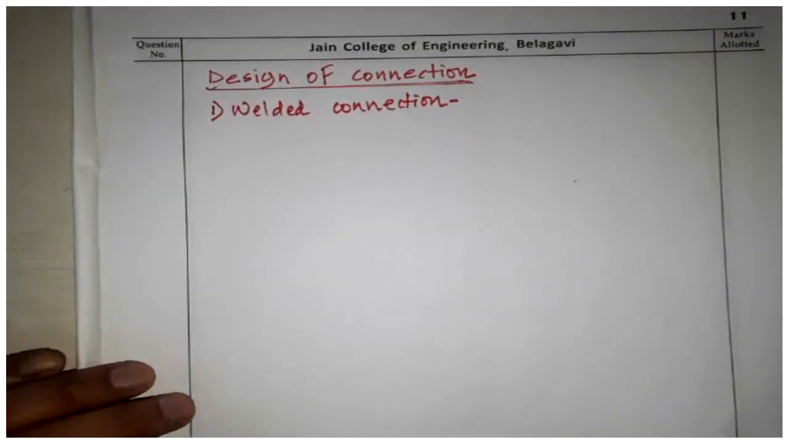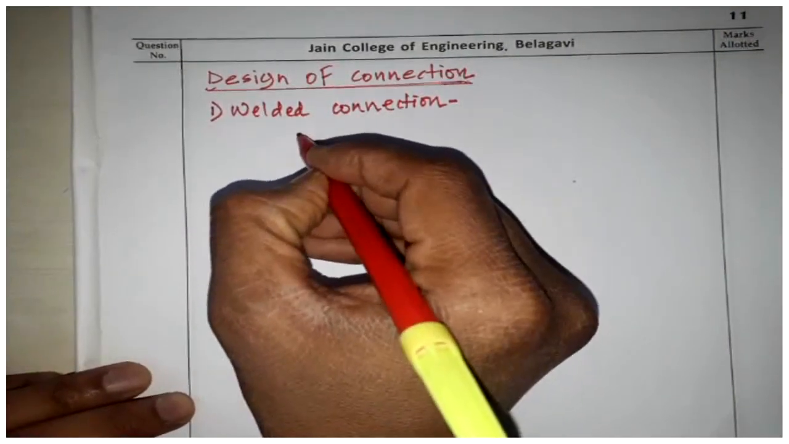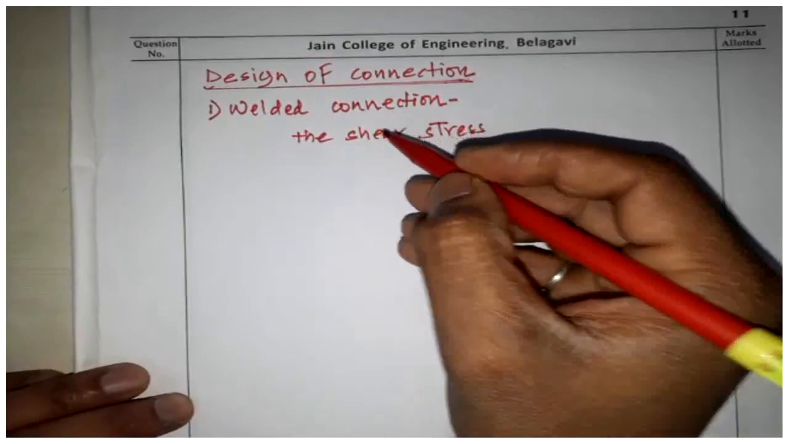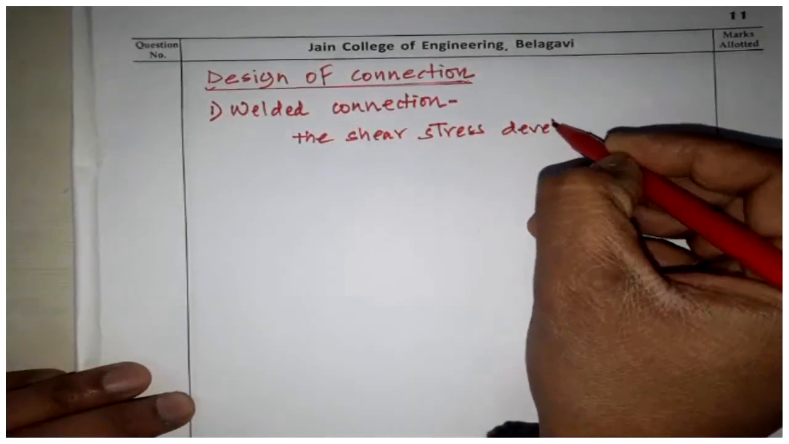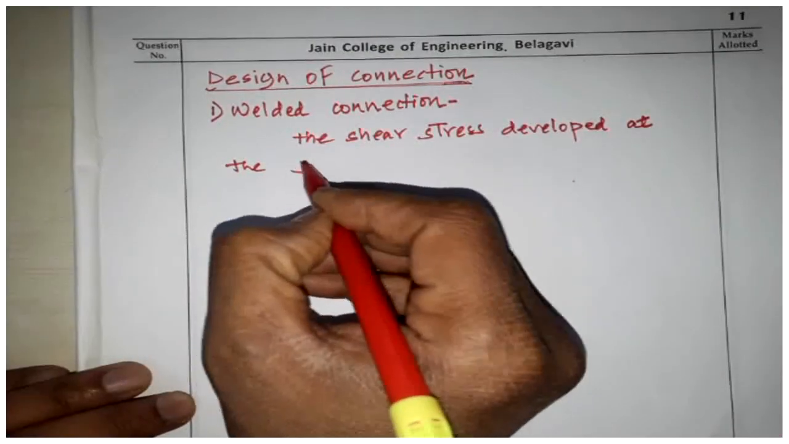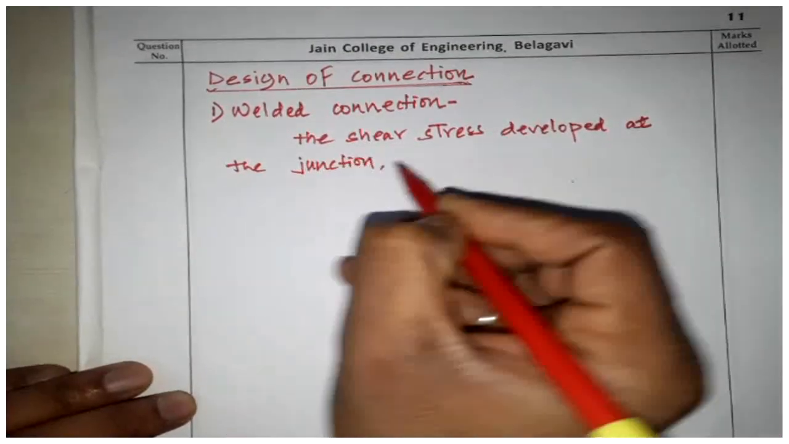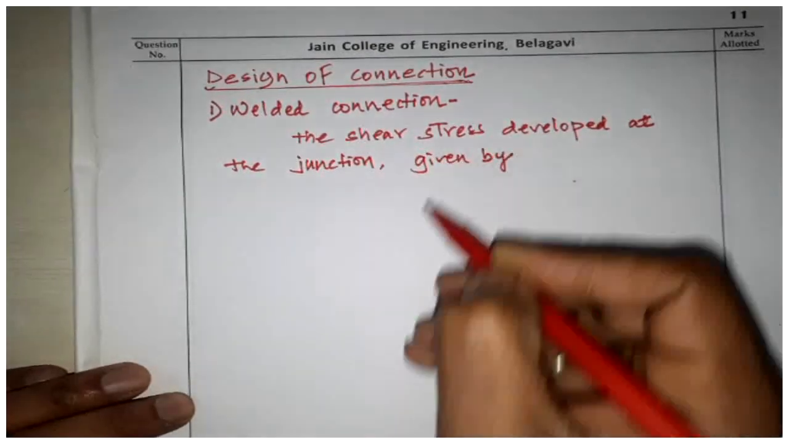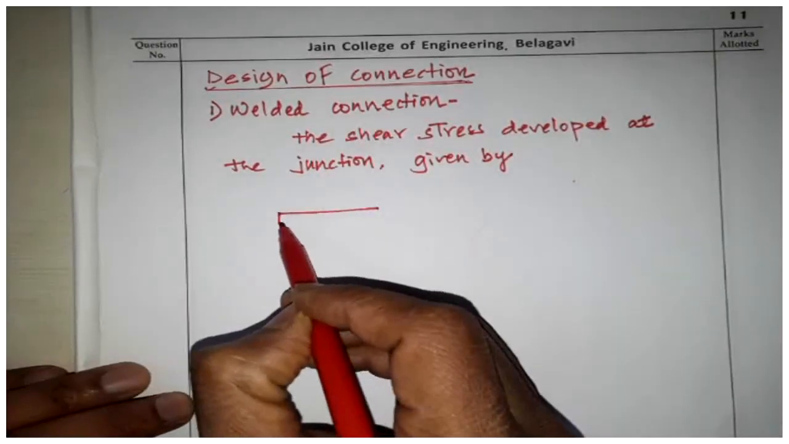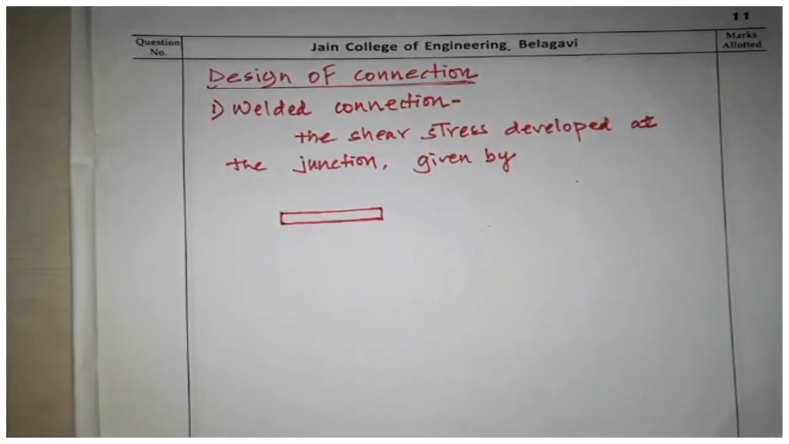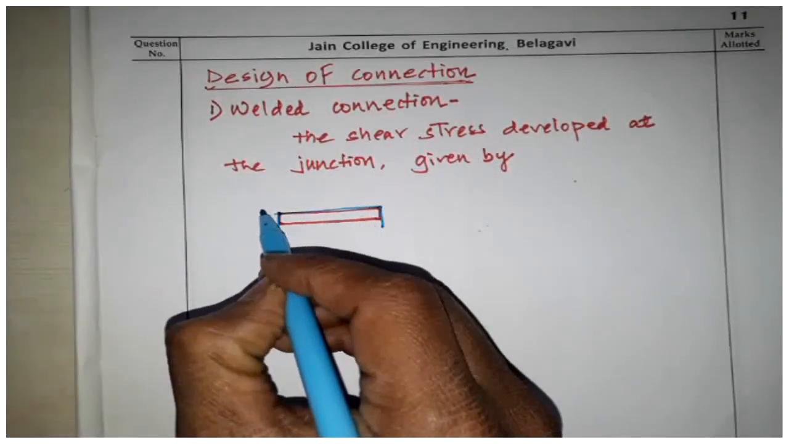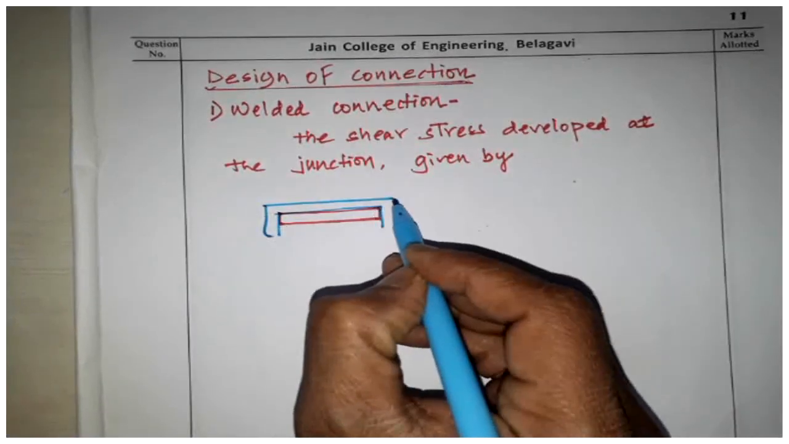So, welded connection. First of all, you have to find out the shear stress developed at the junction, which is given by, okay, the shear stress developed at the junction means, so we have the I section like this, the top flange of the I section, and over that we have the channel section like this. We have provided the channel section like this, correct?